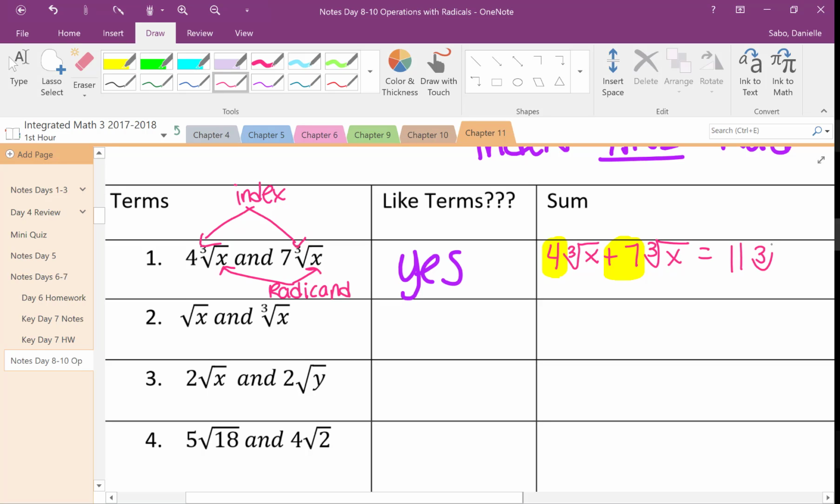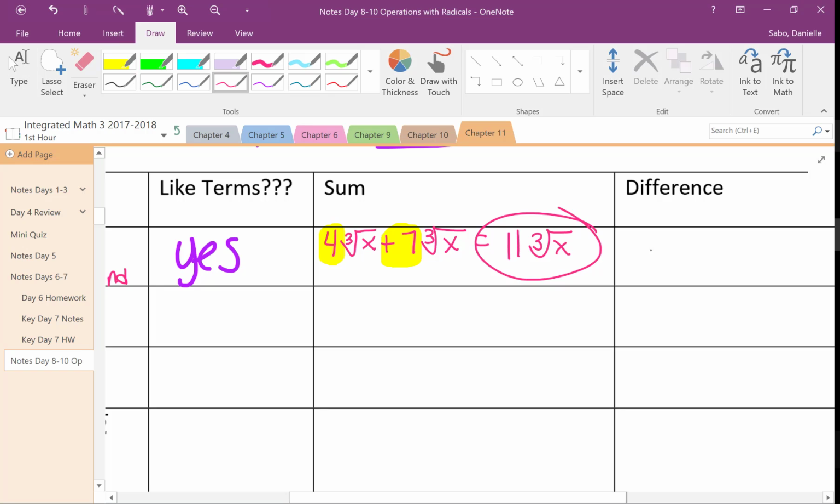Yeah, 11 cube root x. Okay, do the difference, please. When you're done, only look up. Do you have questions on how I got negative 3 cube root x? Yes. What is the negative?